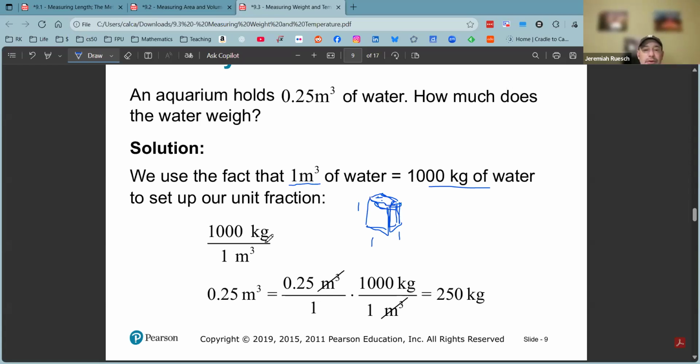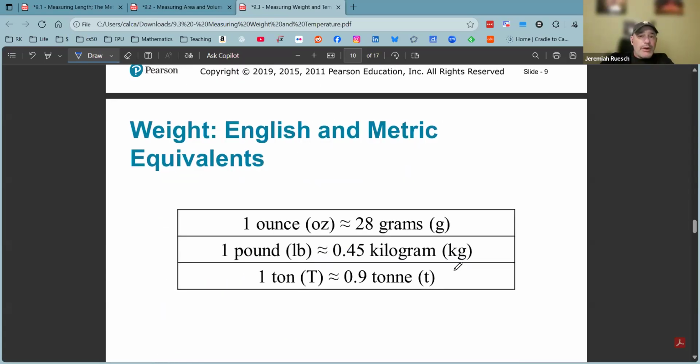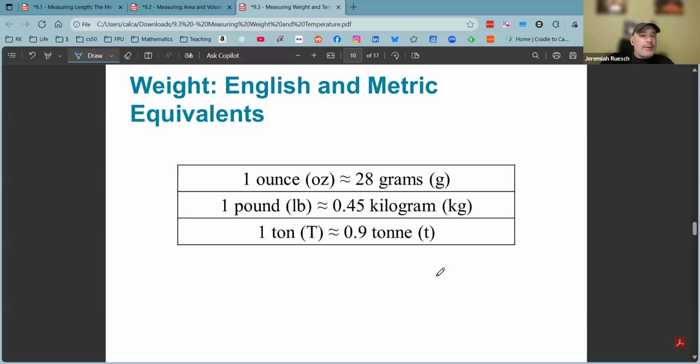1,000 kilograms. Okay. And so multiplying then 0.25 cubic meters, the cubic meters cancel and we're left with 1,000 kilograms. And multiplying that by the 0.25 gives us 250 kilograms. Okay, so it's a pretty significant weight. 250 kilograms is pretty heavy. If you ever carried water, you'll know that it feels really heavy, and that's why.